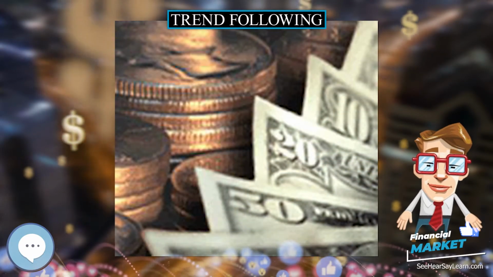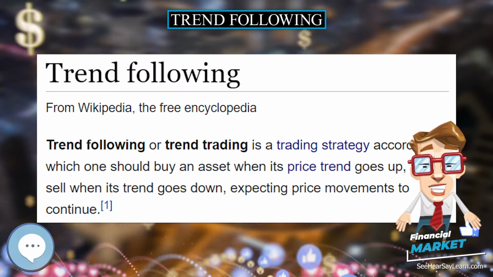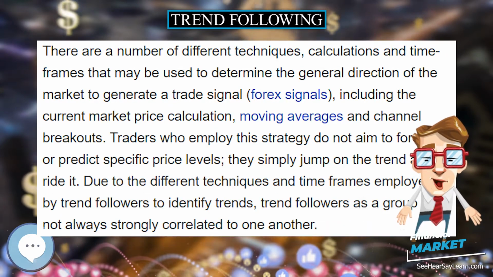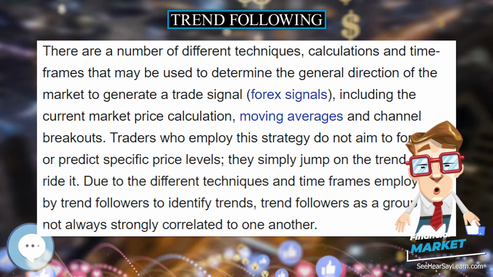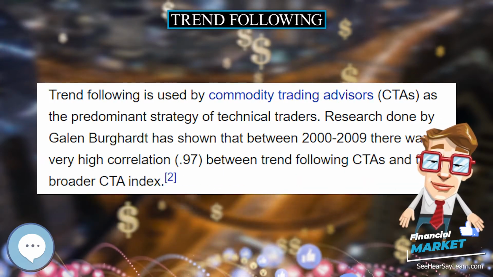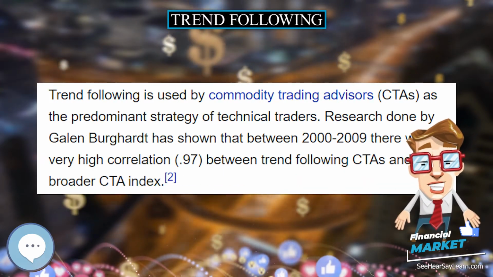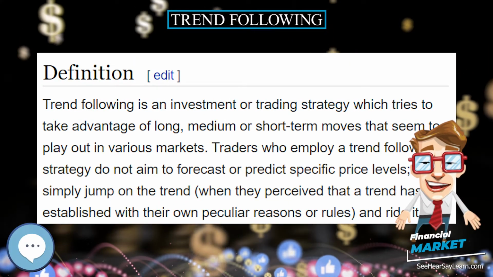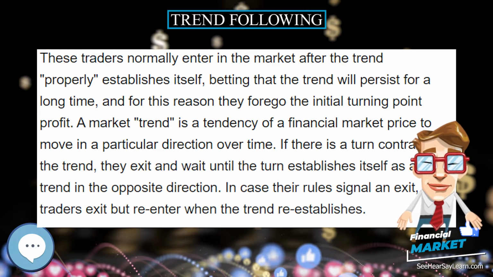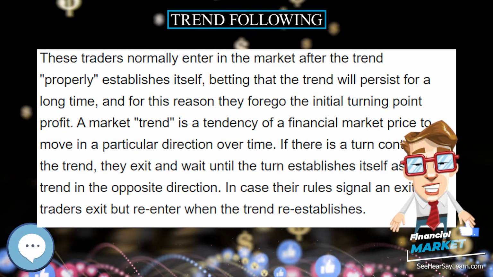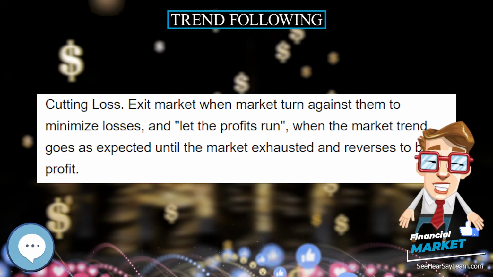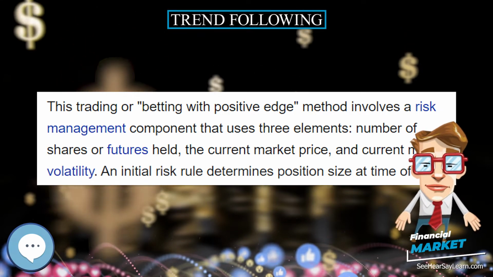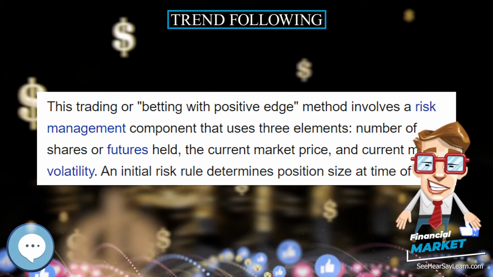Trend following. Trend following, or trend trading, is a trading strategy according to which one should buy an asset when its price trend goes up, and sell when its trend goes down, expecting price movements to continue. There are a number of different techniques, calculations and time frames that may be used to determine the general direction of the market to generate a trade signal, including the current market price calculation, moving averages and channel breakouts. Traders who employ this strategy do not aim to forecast or predict specific price levels, they simply jump on the trend and ride it.